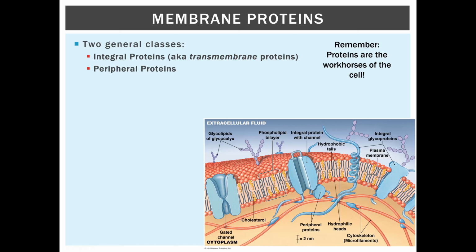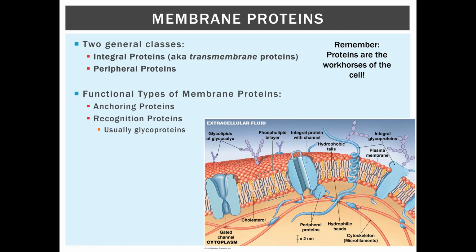So proteins in the membrane have a lot of jobs. There are anchoring proteins that can anchor to the cytoskeleton inside the cell. They can also anchor to other cells or extracellular fibers to allow the cell to position itself or move around. There are recognition proteins, and these are usually glycoproteins, which have little sugar molecules on them, shown in this image by the little purple hexagons. And these act as sort of like IDs. We call them recognition proteins. And so they allow the cells to recognize each other.